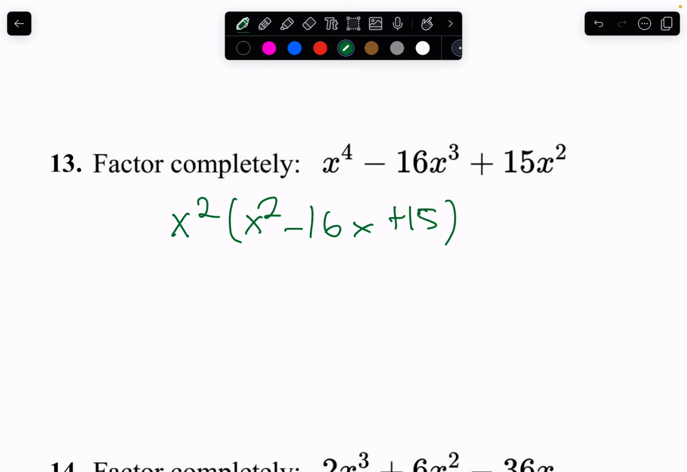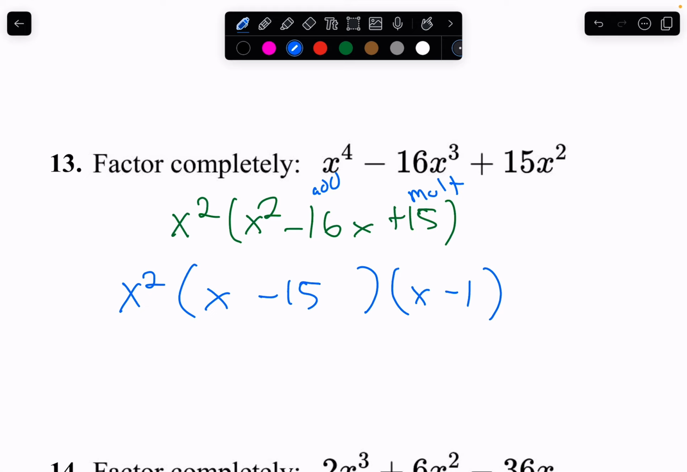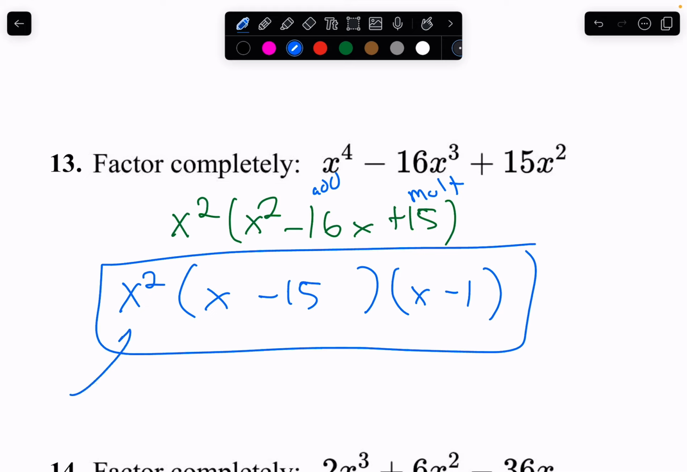So then we're left with a trinomial here. We check to see, can we factor this further? Well, what two numbers multiply to 15 and add to negative 16? That is going to be a minus 15 and a minus 1, right? Negative 15 times negative 1 gives me positive 15, adds to negative 16. Now again, do not forget this guy out in front here.